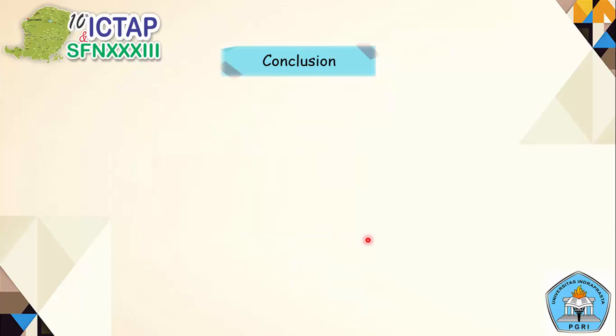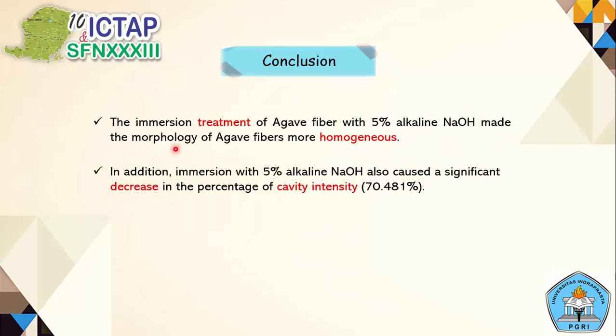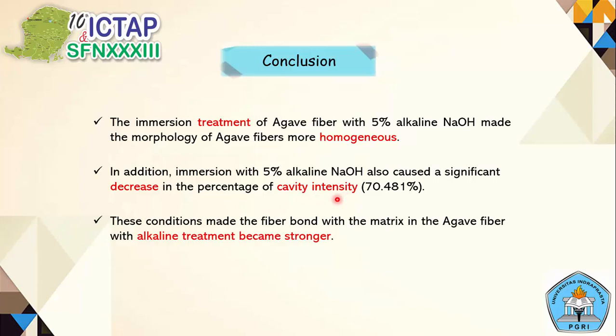In conclusion, we can say that the immersion treatment of agave fiber with 5% alkaline sodium hydroxide made the morphology of agave fiber more homogeneous. In addition, immersion with 5% alkaline sodium hydroxide also caused a significant decrease in the percentage of cavity intensity. This condition made the fiber bond with the matrix in the alkaline-treated agave fiber become stronger.